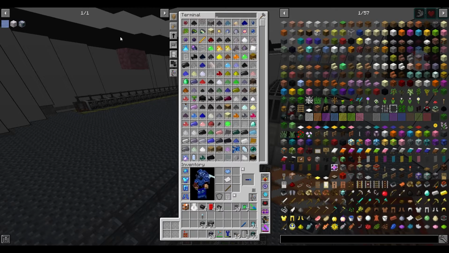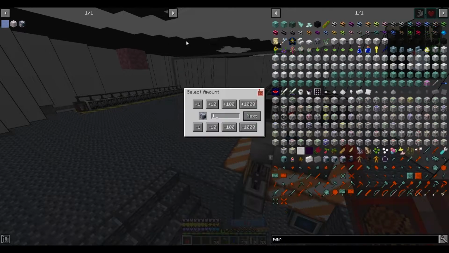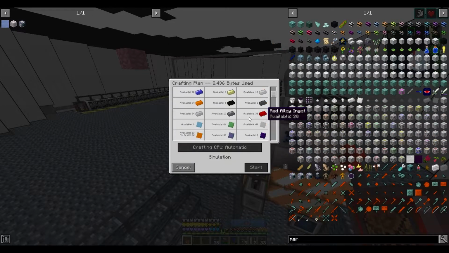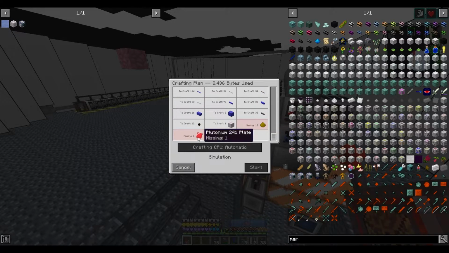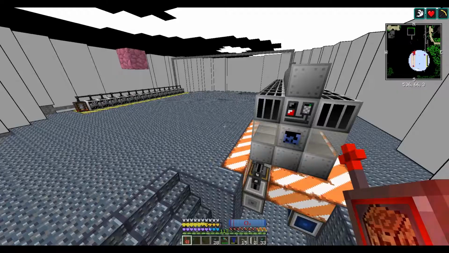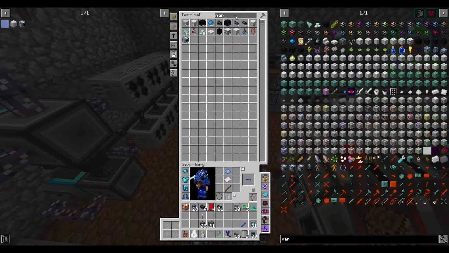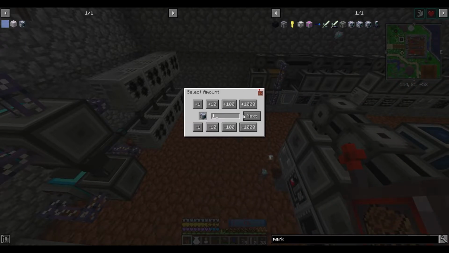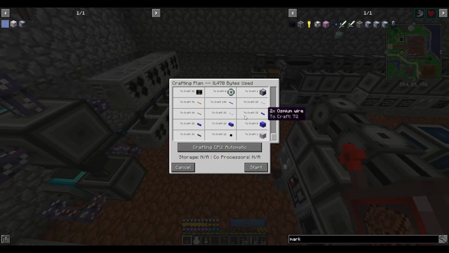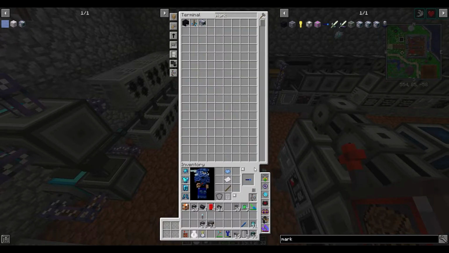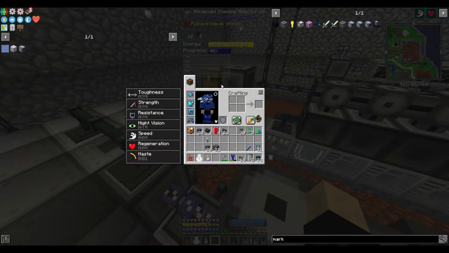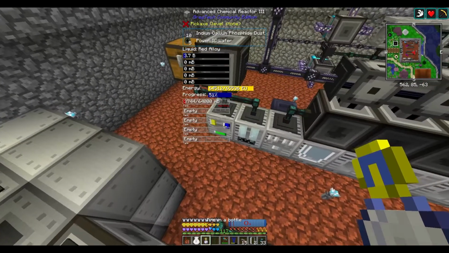And let's see. Can we order a Mark 1 computer? Oh. We're missing plutonium plates, and oh, of course, we need to wait for that. A few inches later. Mark 1 computer. Yes! Go! Ooh, that's a minute each.